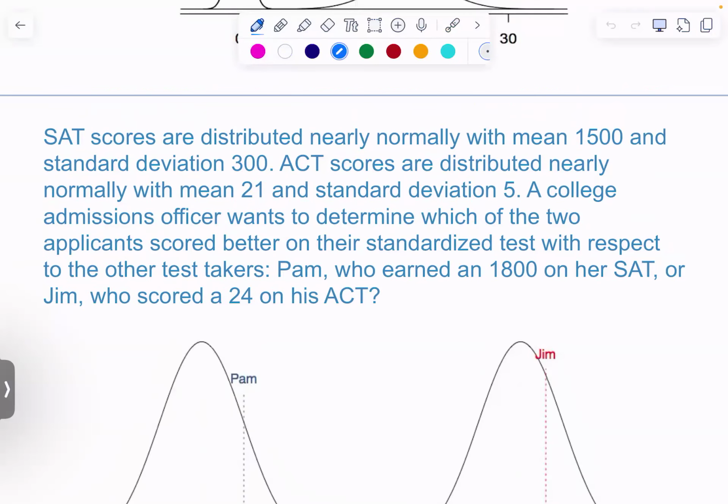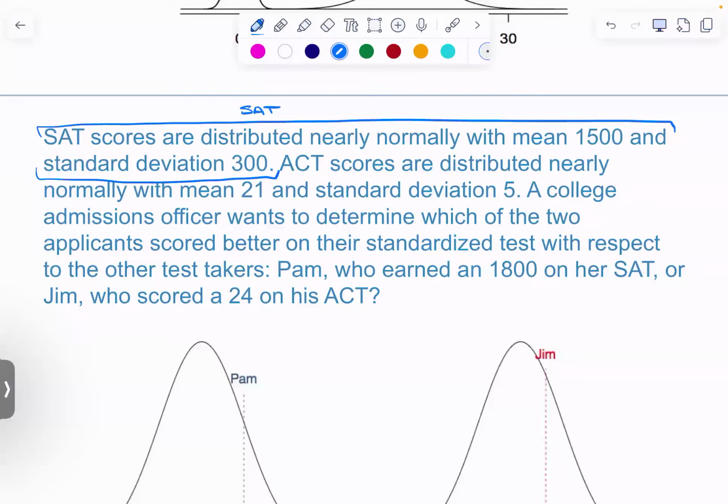Using the notation that we have already. SAT scores follow a normal distribution. Even if it says nearly normal, you're allowed to say that it follows a normal distribution with a mean of 1,500 and a standard deviation of 300. So you can really tighten up that first sentence using our shorthand.